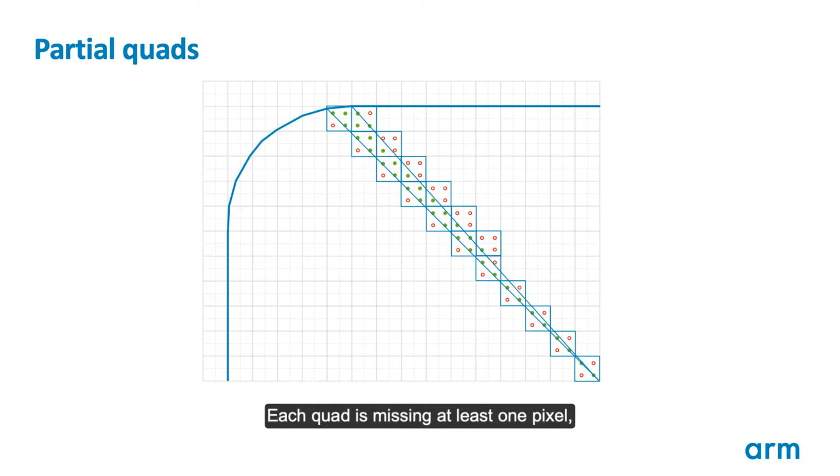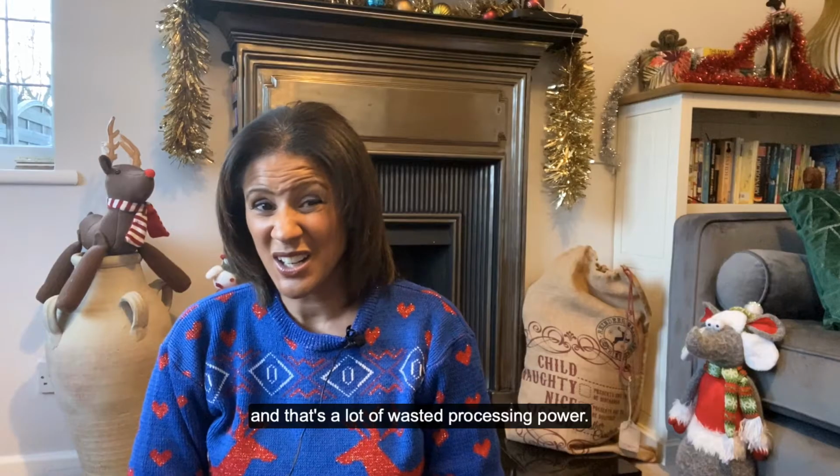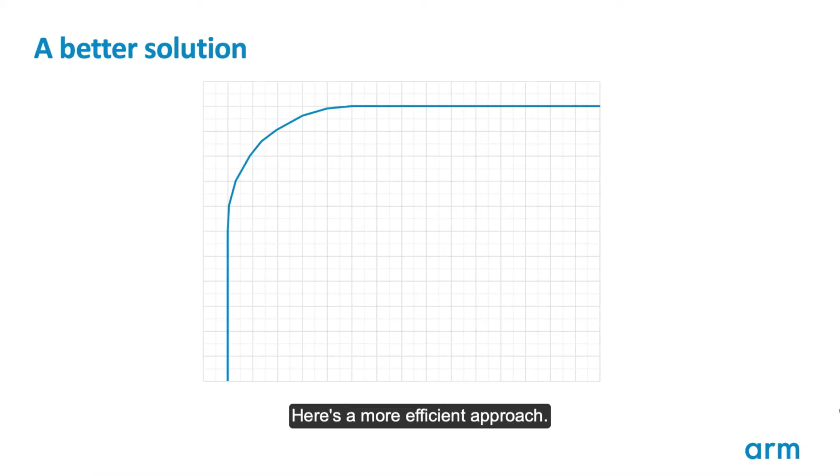Each quad is missing at least one pixel, so in total 68 fragment threads are sent for processing, when only 35 are actually needed for the triangle. Multiply this problem over the many triangles needed to create the rounded corner, and that's a lot of wasted processing power. Here's a more efficient approach.